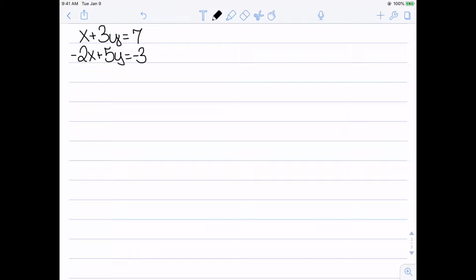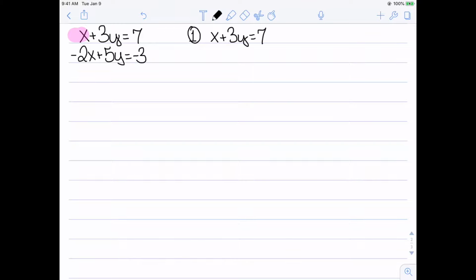The first linear system I'm going to look at is x plus 3y equal to 7 and -2x plus 5y equal to -3. The first step said to solve for a variable. And like I said, we really want things that have a coefficient of 1. So I'm going to solve my first equation for x.